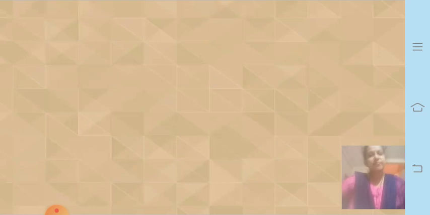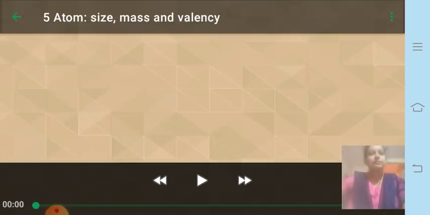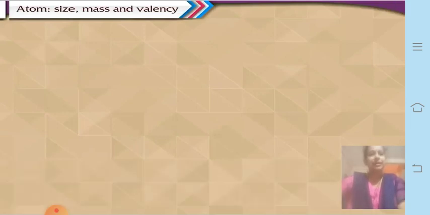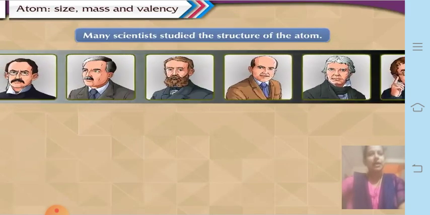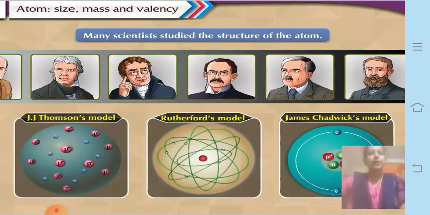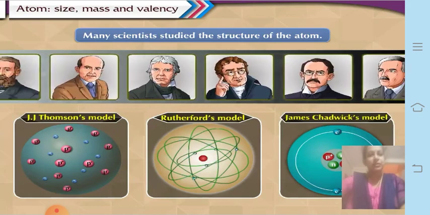In measurement of matter, let us proceed with the further part of the lesson, that is atomic size, mass and valency. Now, many scientists tried to find out about the atom and they discovered that atom consists of an internal structure. Now, you can see the different models.